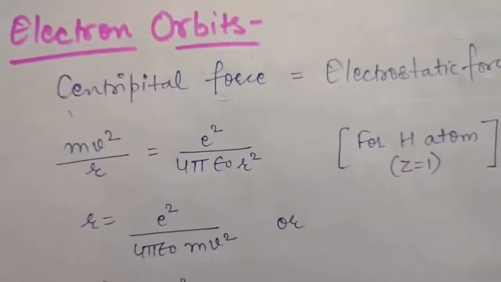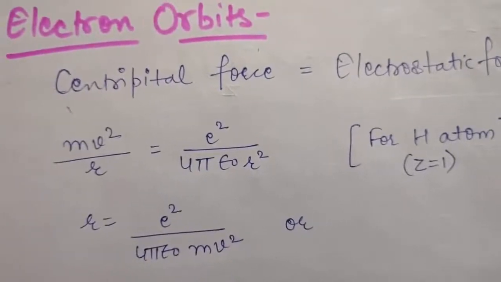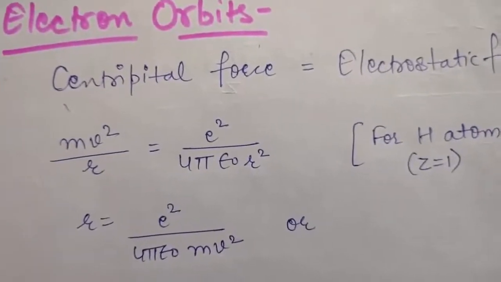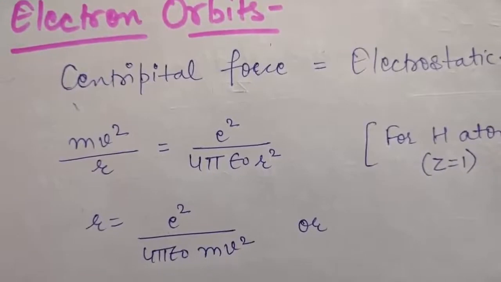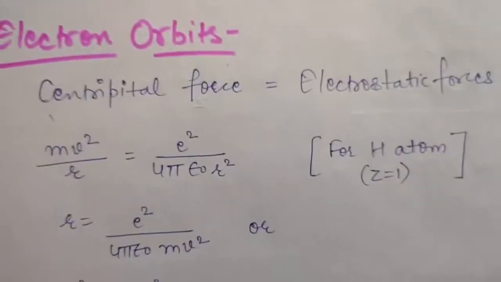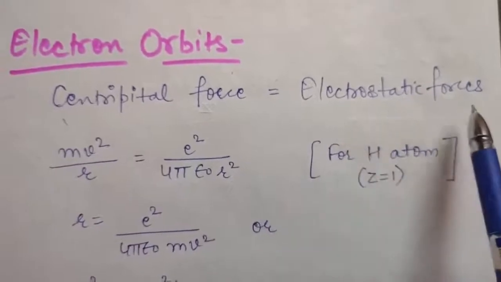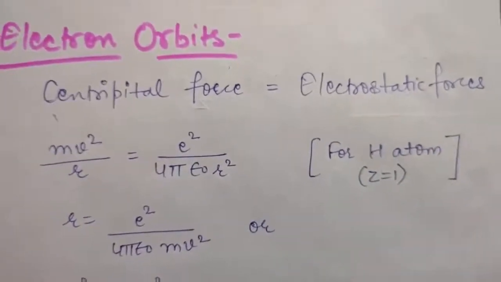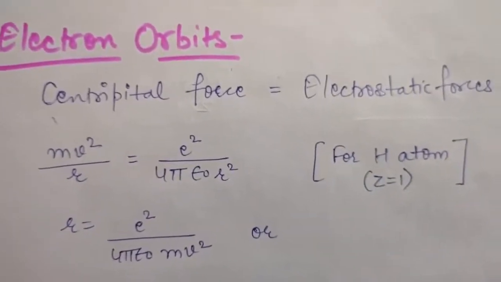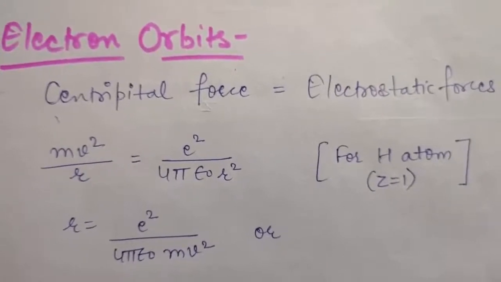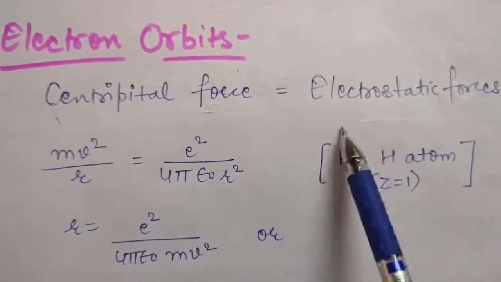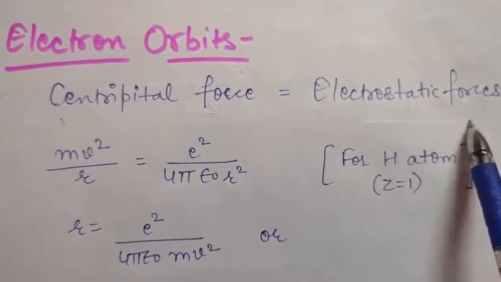So as I told you yesterday also, there is some centripetal force required for the electron to revolve around the nucleus, and that centripetal force is provided by the electrostatic force between your nucleus and the electron, because one is positively charged and the other is negatively charged. So obviously there will be electrostatic force of attraction between them.